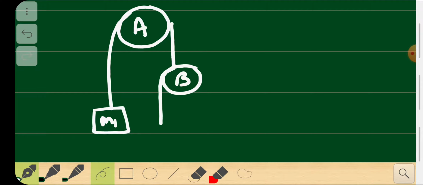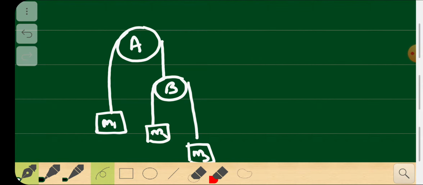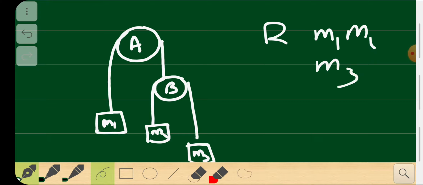So this has another mass. I'm going to call this m2, and there is another mass hanging here. I'm going to call this m3. M1, m2 and m3, three masses, two pulleys. This is the system. Each pulley has a radius r, and there are masses m1, m2 and m3 hanging onto these pulleys. That's all we know.